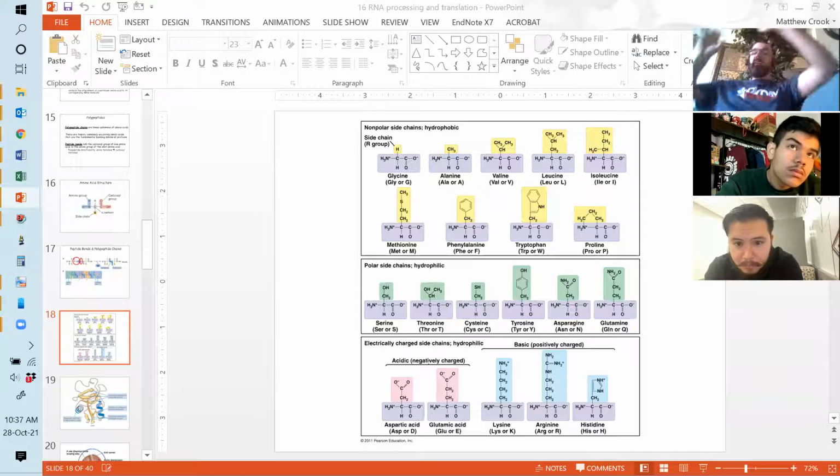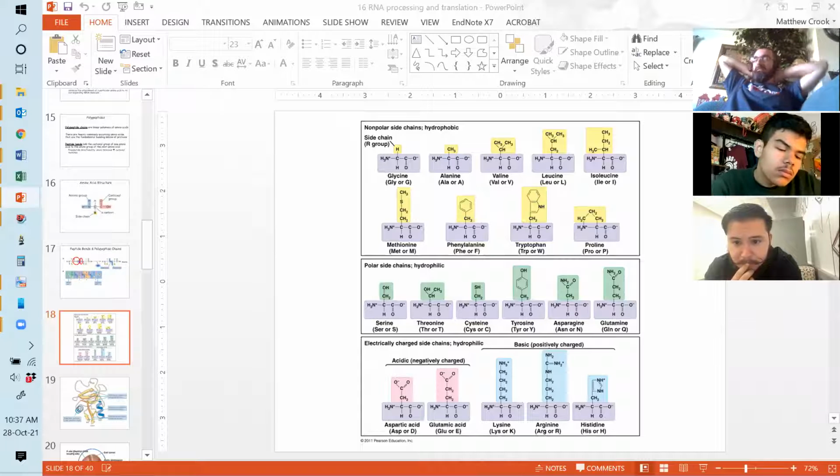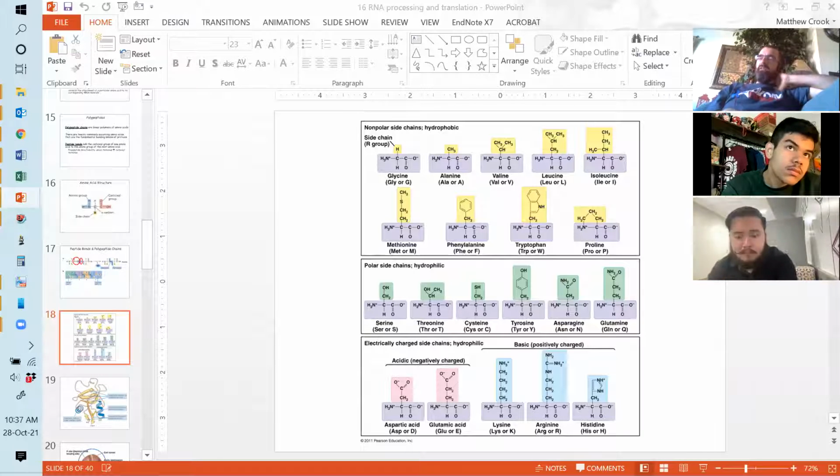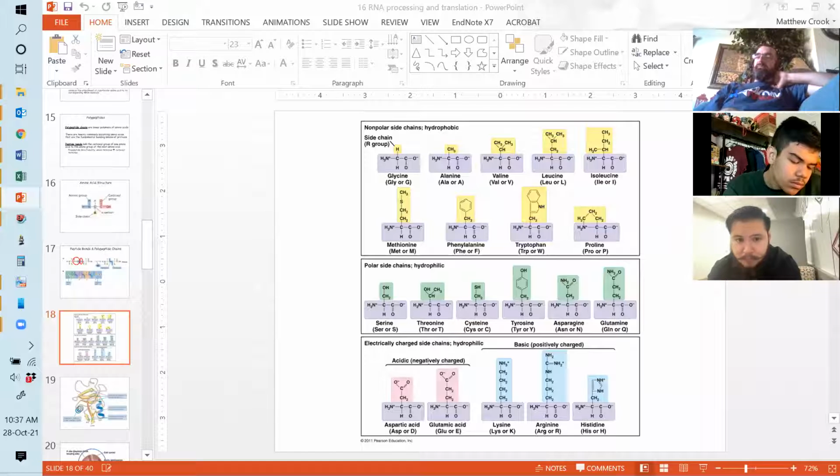Here's an interesting question. Given that the cytoplasm of a cell is an aqueous environment, right? Aqueous meaning that there's lots of water around, whether it's free water or water attached to other stuff. What type of amino acid will you tend to find on the surface of a protein? Hydrophobic or hydrophilic?